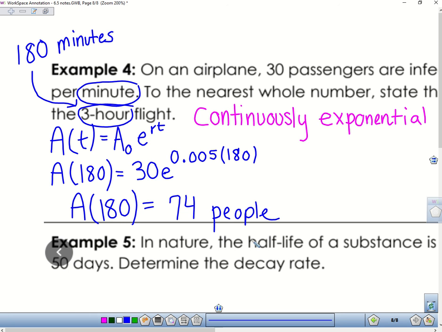Did you guys get that one? You said do 180, then E. Oh, you have to do 180 times 0.005. Then you hit the E button. Then times 30.